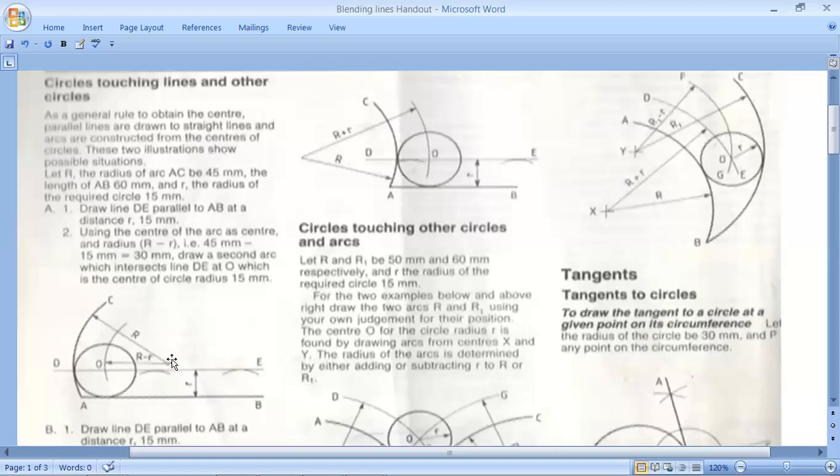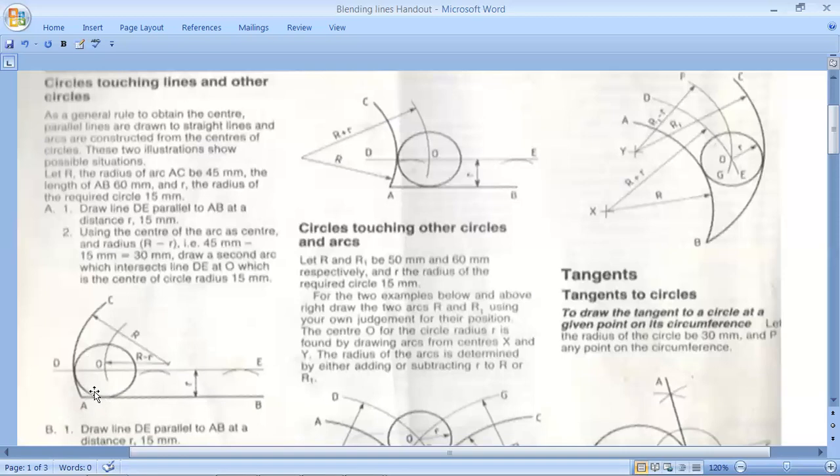Then you open the compass at 30 from the same point where you created the first big circle, and you're going to intersect this horizontal line. You draw this arc, intersecting this horizontal line at this particular point. Remember, you subtract the radius of the big one minus the radius that you want for the circle or for the arc that you want to put here. It might be a circle, it might be an arc, no problem.